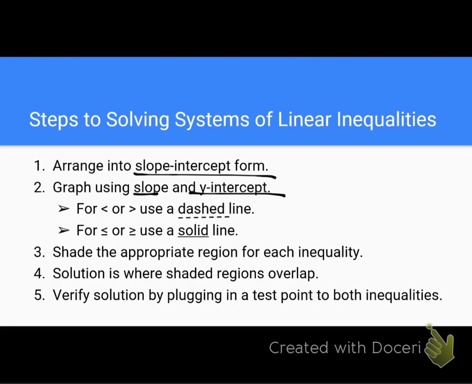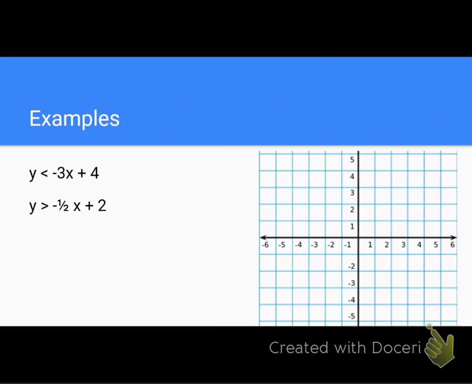Then you'll shade the appropriate region, and the solution of these systems is a region. It's the space where the two shaded regions overlap. And you'll verify by plugging in a test point. So we'll see how this works with the next examples. Here they're already in slope-intercept form, so I can go ahead and graph a line for each of these. Again, this is a greater than and a less than, so they're both going to be dashed lines. For my first inequality, I have a y-intercept at 4 and a slope of -3, so I'll go down 3 and over 1. And again, I'm going to use a dashed line.